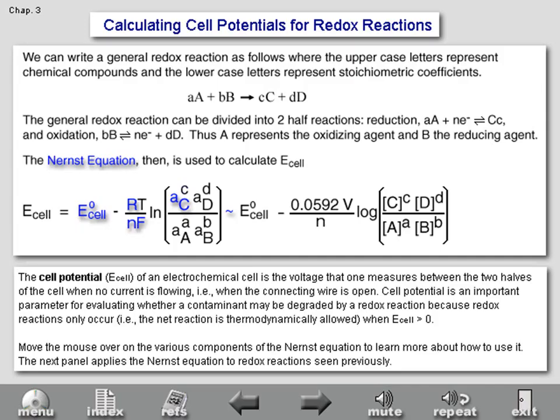Cell potentials are used to determine if a redox reaction will be spontaneous. Cell potentials are calculated using the Nernst equation, which is shown above. Mouse over the equation to learn more about the parts of the equation and how they are evaluated.